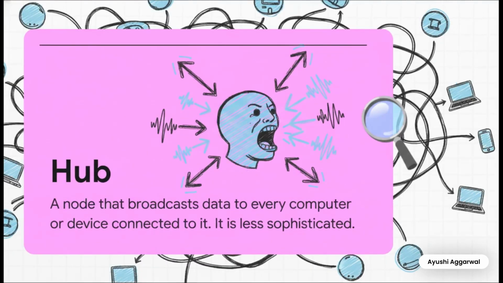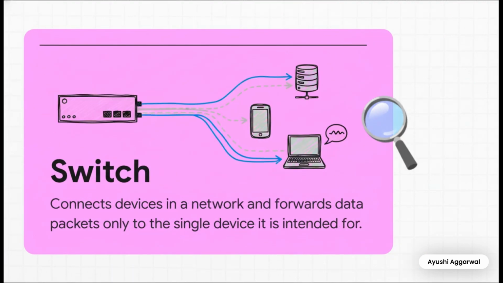A hub is kind of like someone shouting in a crowded room. Everyone hears the message, even if it was only meant for one person. As you can guess, it's not very efficient. Now, an upgrade from the hub is the switch, which is a lot smarter. Instead of shouting, a switch is like whispering a secret directly into one person's ear in that same crowded room.